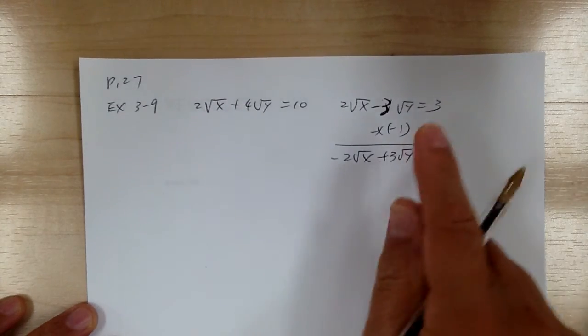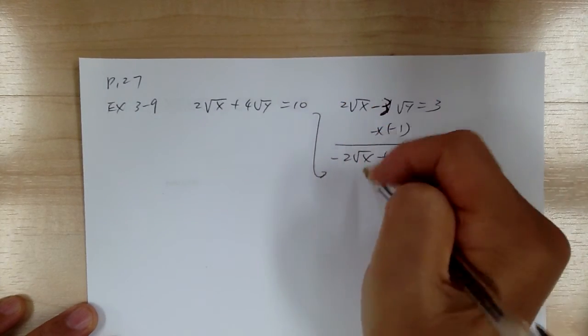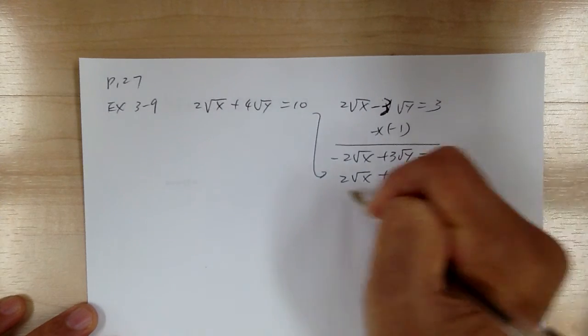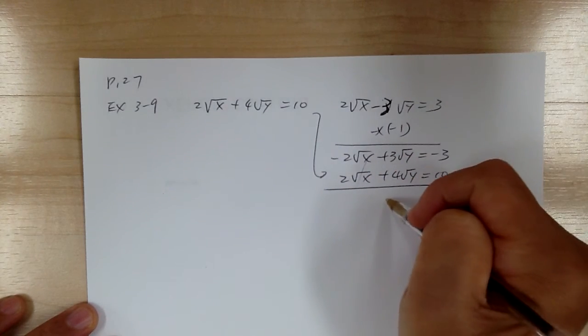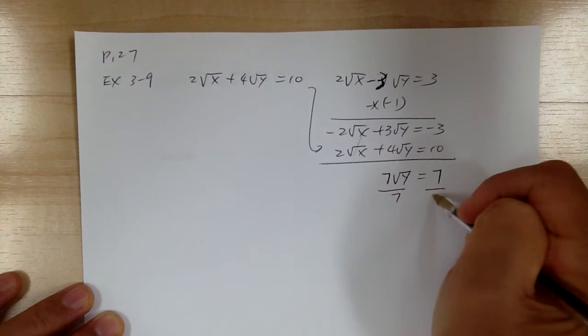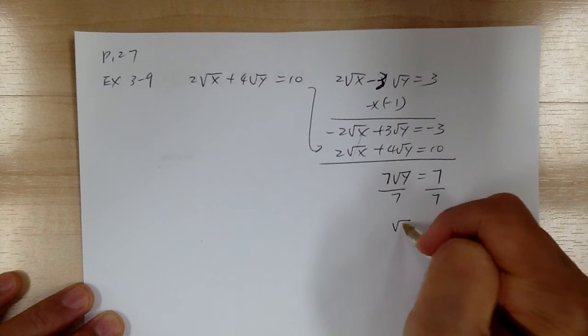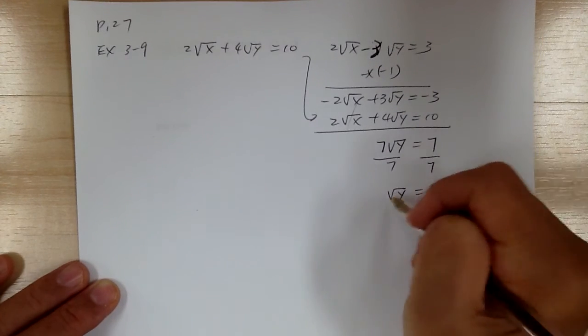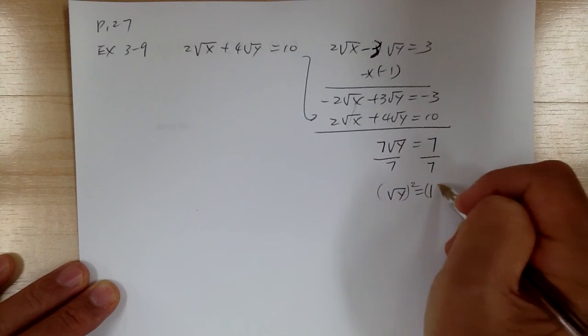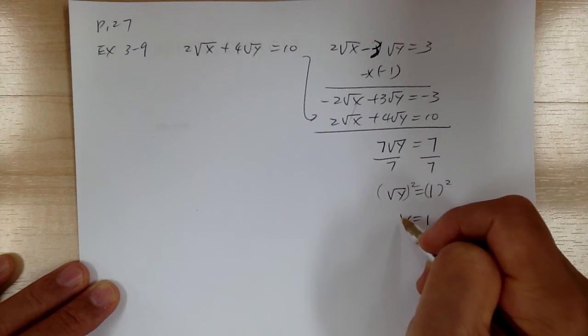And I'm going to put this down here. So I got 2 square root of x plus 4 square root of y equal to 10. So this cancels out. So I got 7 square root of y equal to 7. Divide by 7, divide by 7. So I got square root of y equal to 1. Now I can square both sides, so y equal to 1.